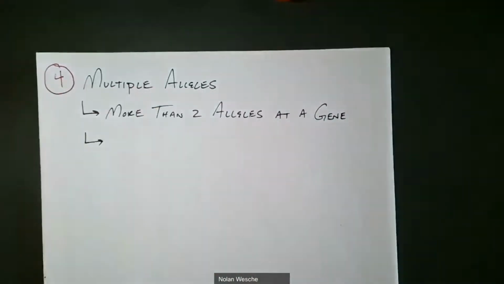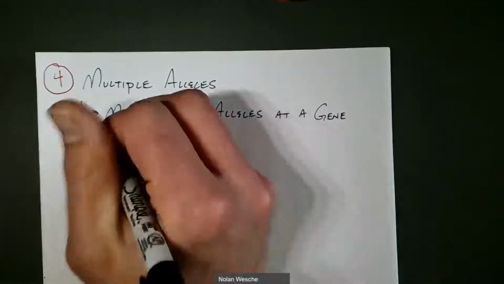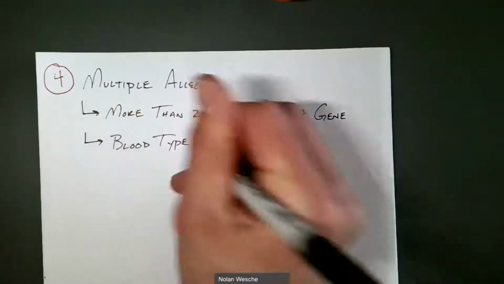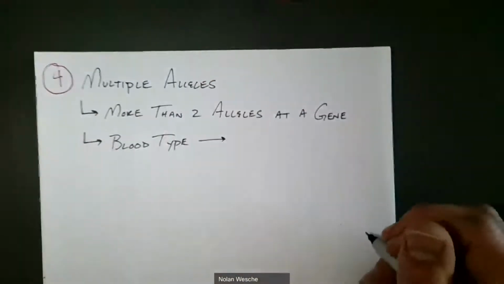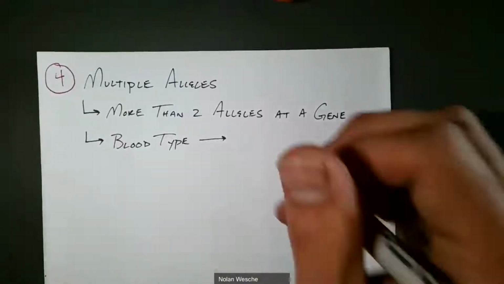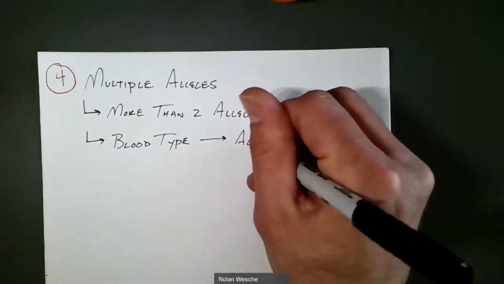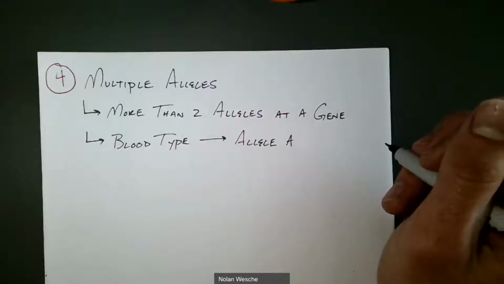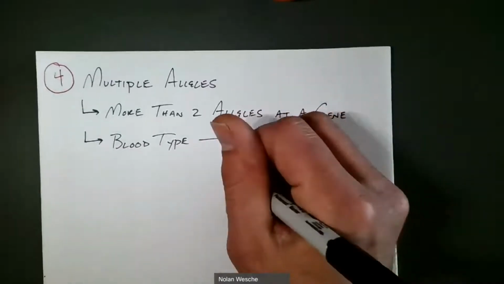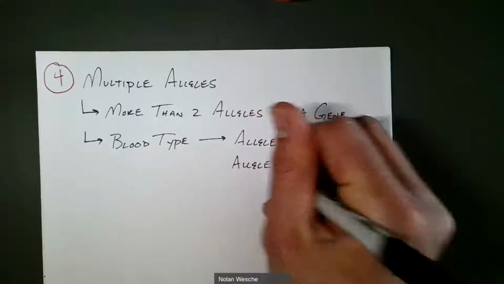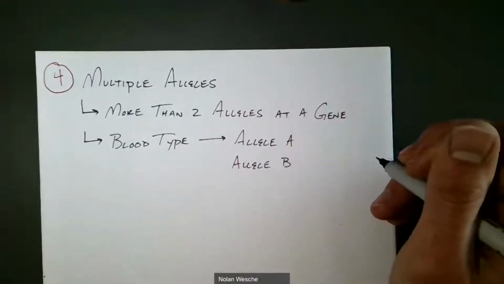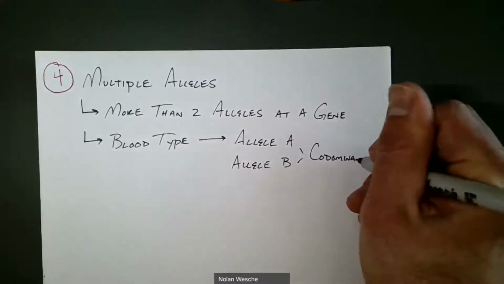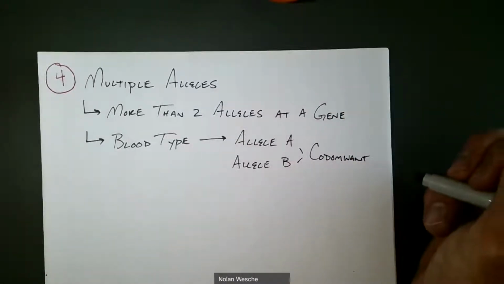And typically, when we think about multiple alleles, the classic example of this is blood types, where we have 3 alleles at work here. We're going to have allele A, which is going to convey a blood type A phenotype. We're going to have allele B, which is going to convey a blood type B phenotype, and these are co-dominant. We've talked about that last time. You can have blood type AB if you have both alleles.